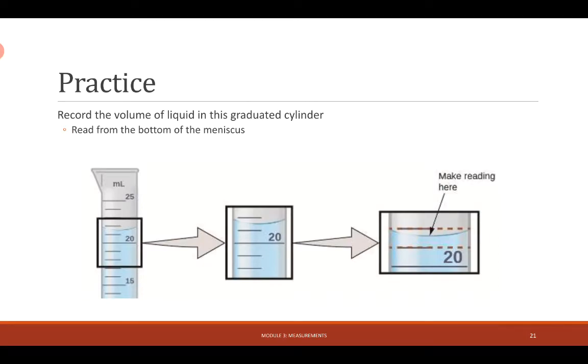Go ahead and pause the video to record your measurement for this volume. You can assume that the unit is milliliters.